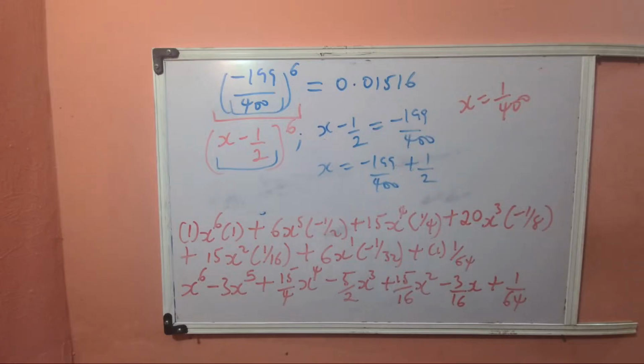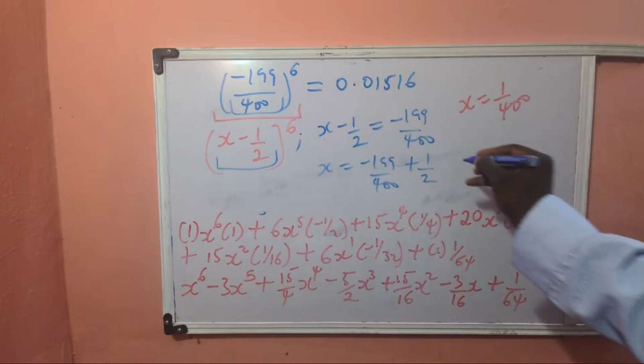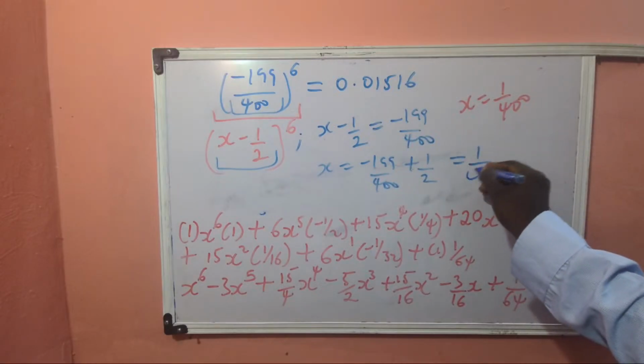Minus 199 over 400 plus 1 over 2. Thank you very much. Somebody has gotten an answer. The value is 1 over 400.